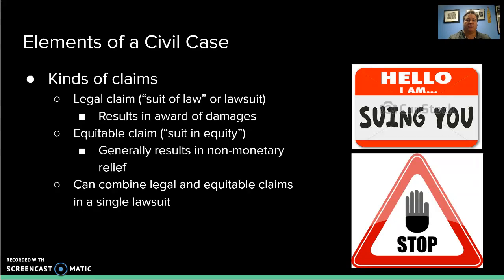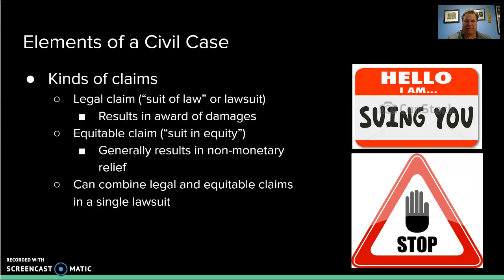In American jurisprudence, there's a legal claim, a lawsuit, a suit of law, which is generally asking for some sort of award of damages to make somebody whole or to put them back into a position that they were prior to the accident or injury, or to punish the person that wronged them, generally through a payment of money. Now, this is separate and distinct from criminal law, which we're going to talk about later in the semester. Criminal law is a different animal. We're strictly talking about civil cases.